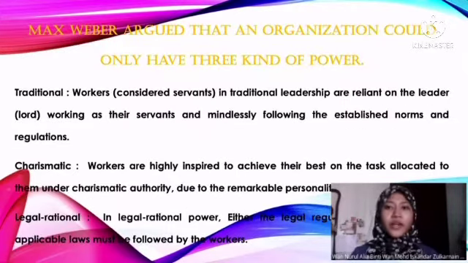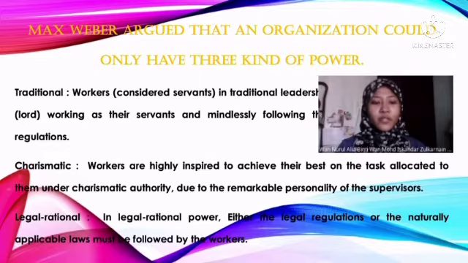Max Weber argued that an organization could only have three kinds of power. The first one is traditional. That means workers are considered servants, and in traditional leadership they are reliant on the leader, the lord, working as their servants and mindlessly following the established norms and regulations. The second one is charismatic. Charismatic means workers are highly inspired to achieve their best on the tasks allocated to them under charismatic authority due to the remarkable personality of the supervisors. And the third one is legal rational. In legal rational power, either the legal regulations or the naturally applicable laws must be followed by the workers.